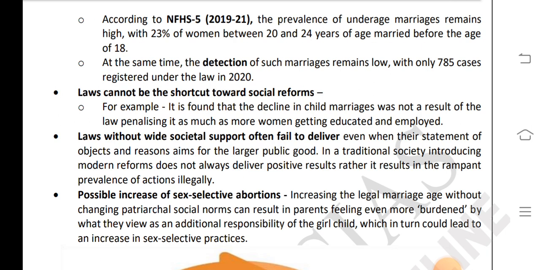Limitations of the measures to curb child marriages. Limited success of legal measures in the past. According to NFHS-5 (2019-21), the prevalence of underage marriage remains high, with 23% of women between 20 and 24 years of age married before the age of 18. The detection of such marriages also remains low, with only 785 cases registered under the law in 2020. Law cannot be a shortcut toward social reform.